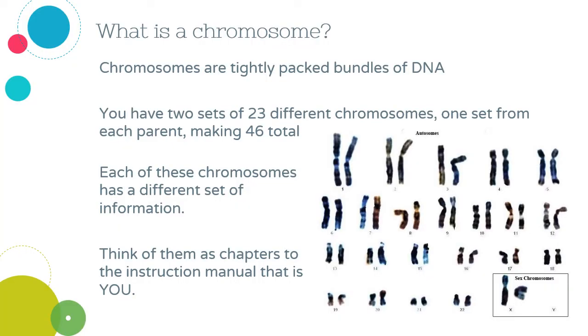So this is a little bit of a summary from what we just talked about, but each of these chromosomes has a different set of information. And you can think of them as chapters to the instruction manual that is you. Everything in your body, even your behaviors, a lot of those are determined by your genetics, right? And that's something that we're still exploring. But we have this code within us that determines the types of products that will be made in our cells, that determine how we interact and respond to our environment.